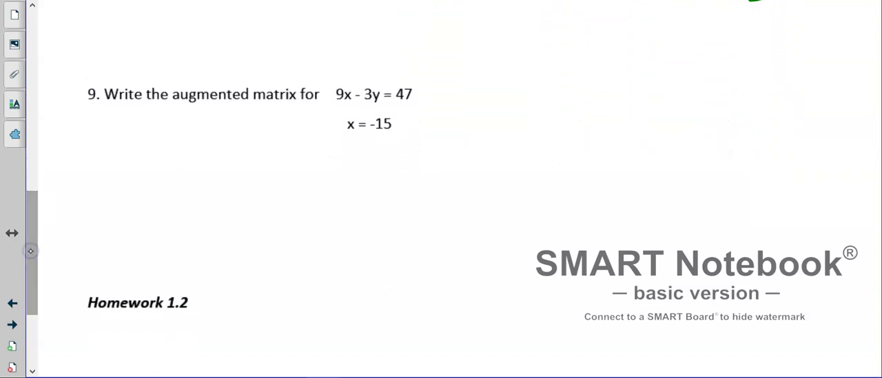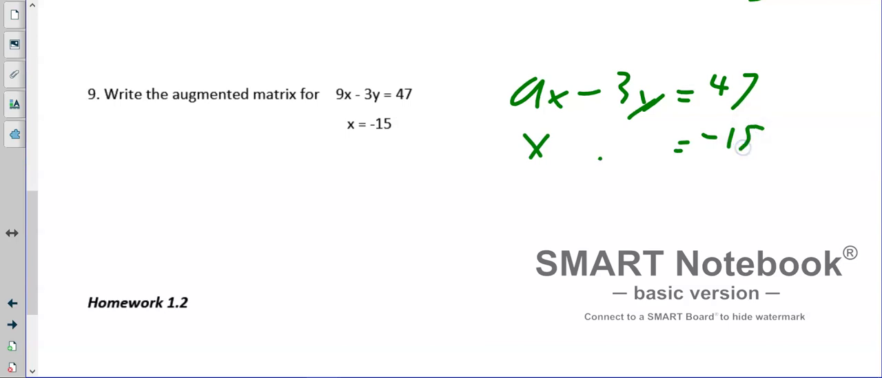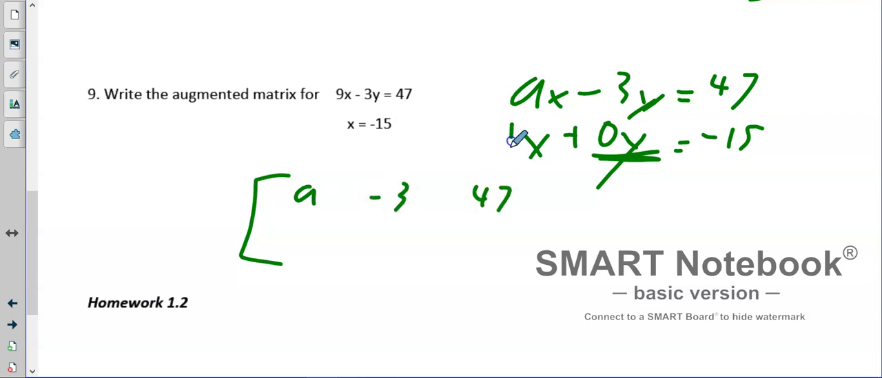Now 9 is a little tricky because I'll just rewrite this, 9x minus 3y equals 47. I have x, and I have negative 15, but I'm missing something right here. There is no y, but we have to put something in the matrix. If there's no y, that technically means there's 0 y's. So when we do our matrix, we're going to do 9, negative 3, 47, 1, 0, and negative 15. And that's it.